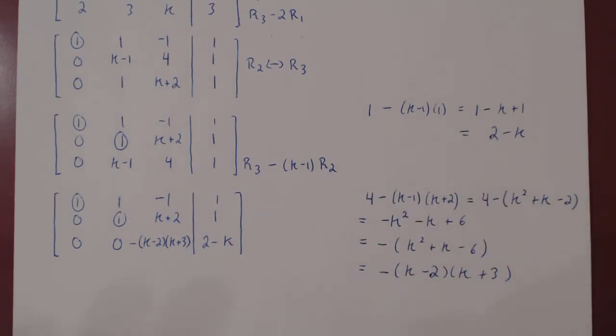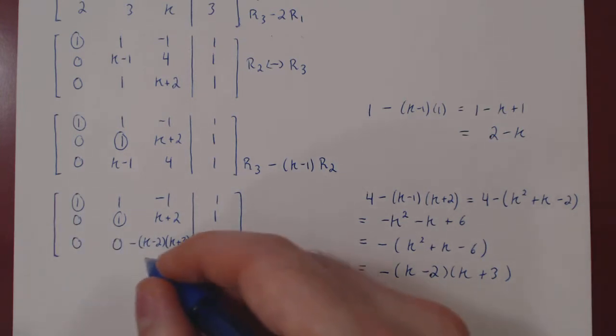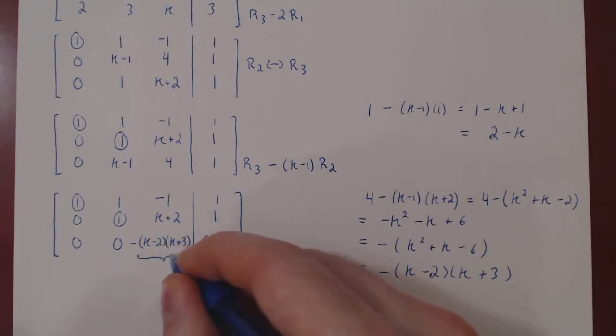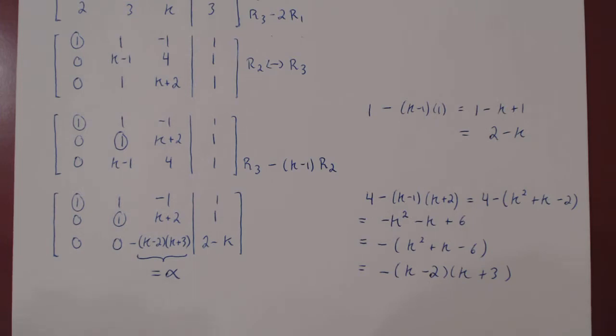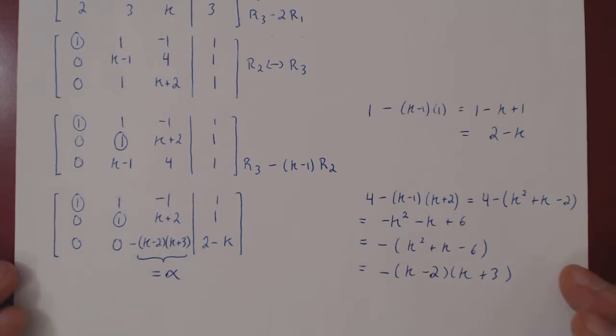And now this is where things are interesting. We have reached the final row of our matrix. And so we are essentially done here with our reduction. Let me give this entry a name. Let's call this alpha. Well, there are really just two options. Either this entry is equal to 0, or it's not equal to 0.